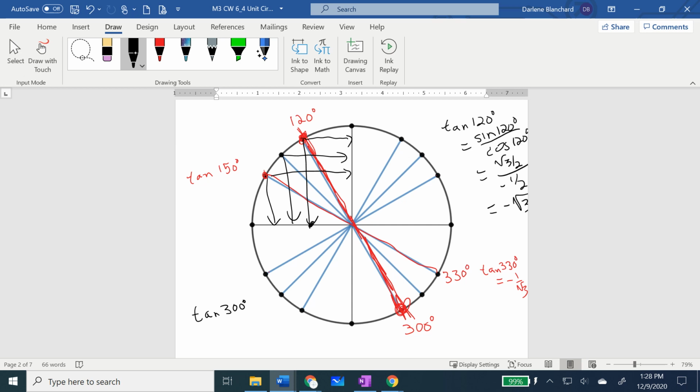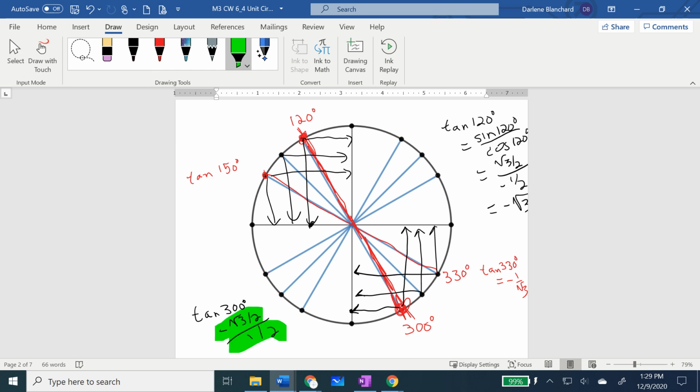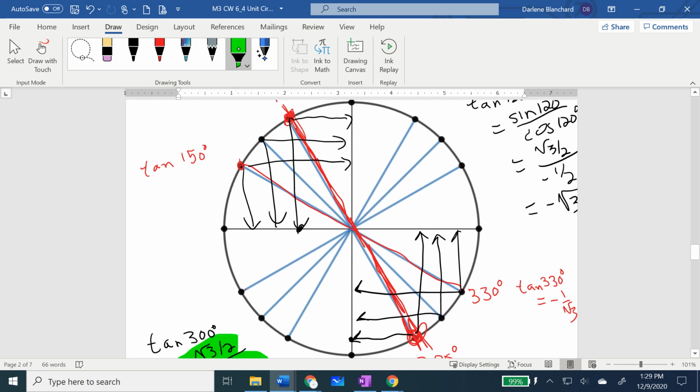then again I'm looking at sine over cosine. Sine is the y-coordinate. This y-coordinate is the third one away from the center on the negative side of the y-axis. The cosine is 1/2, positive 1/2.